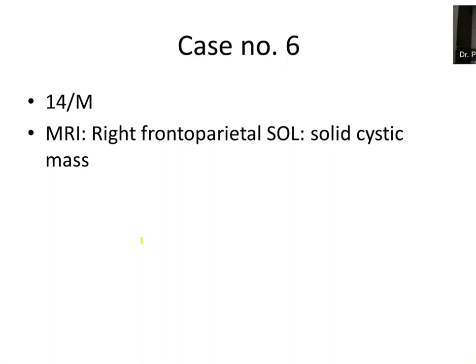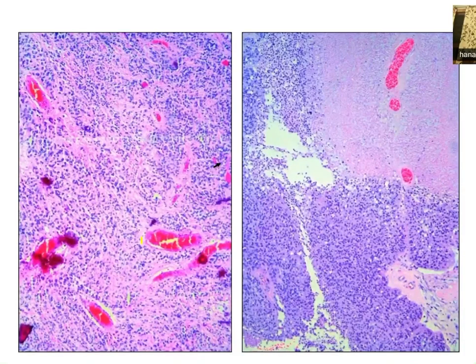We have a 14-year-old male. MRI shows a right frontoparietal space occupying lesion, solid cystic mass. This is a cellular smear showing congested and dilated blood vessels. So it's not a smear, it's a slide. You can say that these are representative photomicrographs showing a cellular tumor. What is this one in the right upper corner? Necrosis. Yeah, so a cellular tumor with necrosis and quite a vascular tumor. You can see a lot of blood-filled vascular spaces.